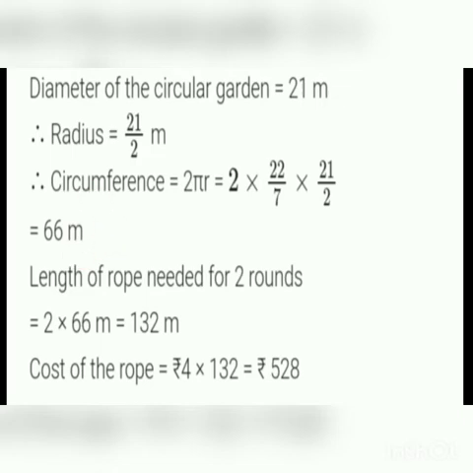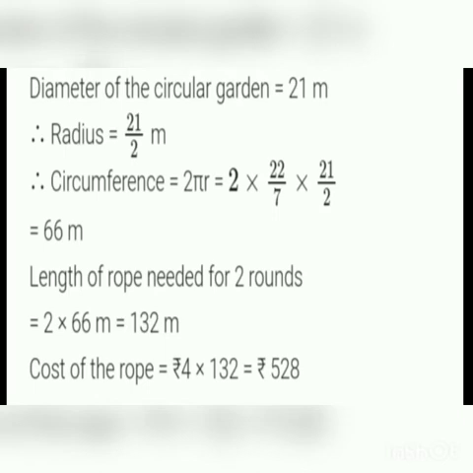How many times does he want to tie? 2 times. For 1 time 66 meter, so the length of rope needed for 2 turns will be what? 2 into 66, that is 132 meter. So a total of 132 meter of rope he needs to fence the garden.